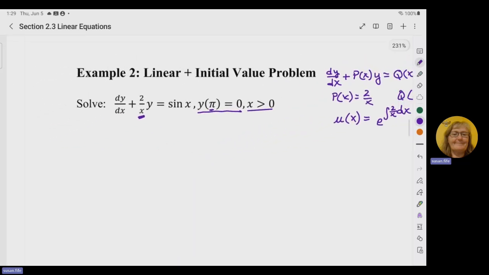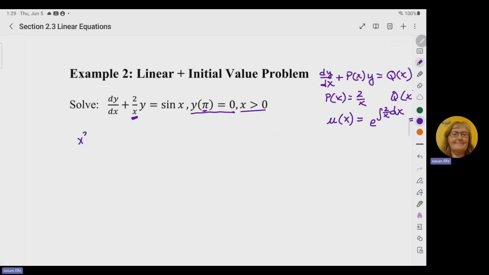I'm going to multiply by x squared to get x squared times dy over dx plus 2x, that x squared over this x in the denominator will cancel to give me an x. 2xy equals x squared sine x.